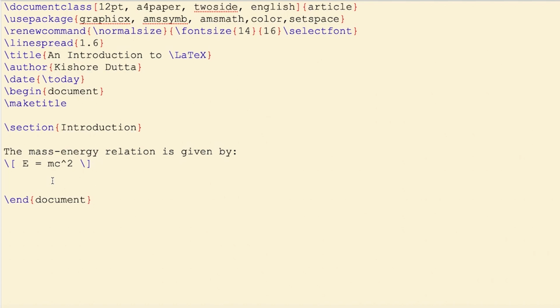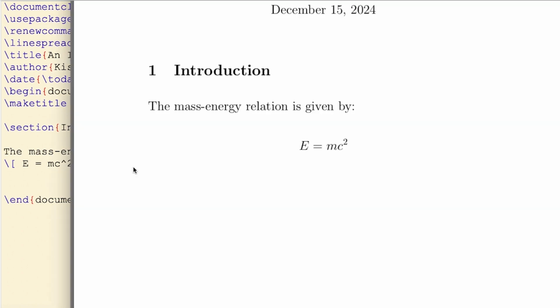I will now show some basic mathematical symbols. As I have shown before, superscripts can be written as x caret 2 or x caret within second bracket a plus b. For example, I am writing here the mass energy relation is given by E equal to mc caret 2. So this will display E equal to mc square. Subscripts can be written as x underscore 2 or x underscore a plus b.